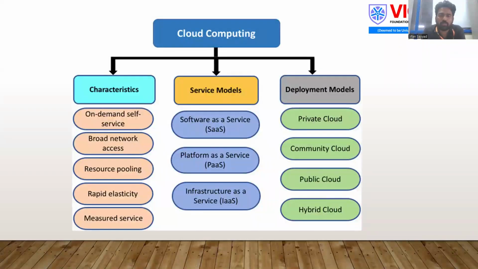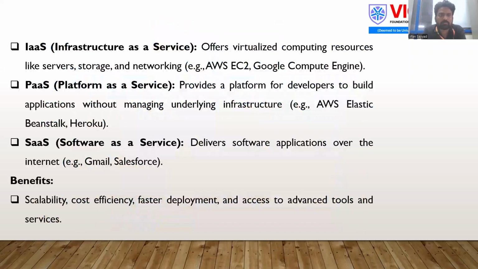These are the cloud computing components, or we can say characteristics, what models the cloud is going to give us to utilize, and what deployment models we have. So let's talk about the service models first. We have three types of service that cloud provides. First, IaaS, infrastructure as a service.